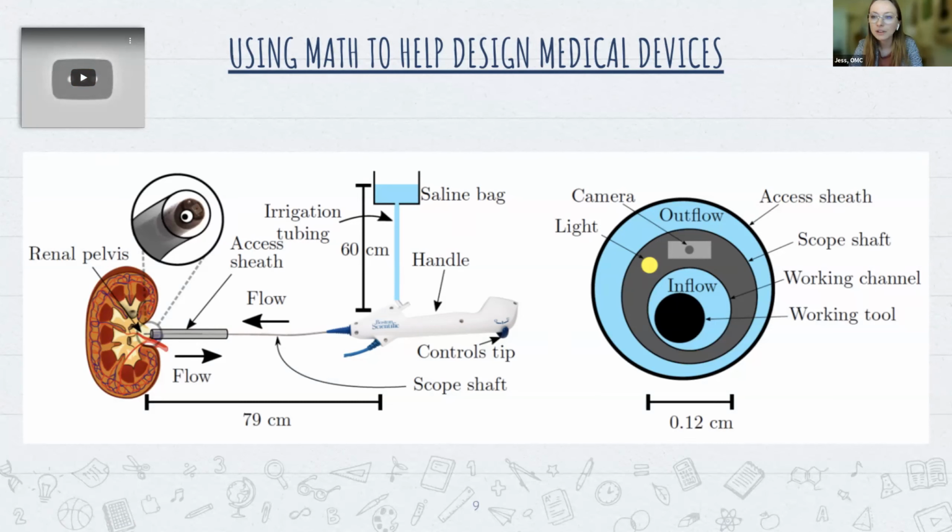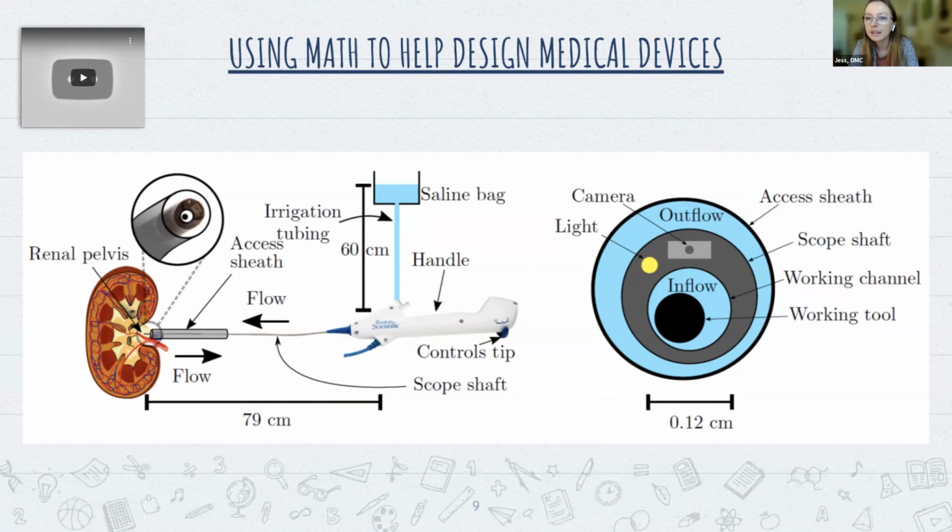Where the mathematical modeling came in is, for this procedure to happen, there's a saline bag that's hung above the patient. It's filled with a light salt solution that can go into the body. That saline solution flows under gravity through a tube. It goes through the scope, and there's a thin hollow channel in the scope that it flows through, and it goes into the patient's kidney. That fluid's really important for this procedure because it washes away all the stone dust that's building up. The surgeon is essentially using laser fibers and other things to break these stones apart, and so that fluid washes the stone dust away.